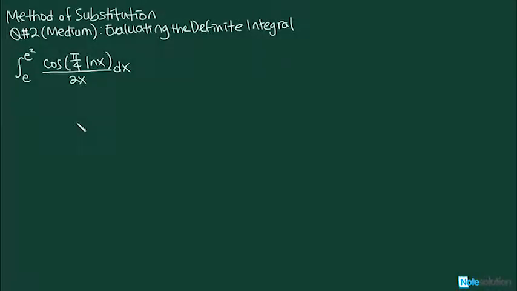This is question number 2, medium level, and the question has to do with, again, method of substitution. So this question has to do with evaluating the definite integral. By definite, it means the interval is specified, and the interval is usually not that big. It's quite a reasonable small range. So here it's going from e, the natural number, to e to the power of 2.